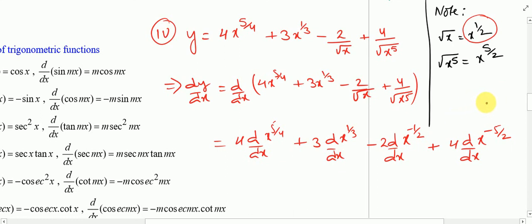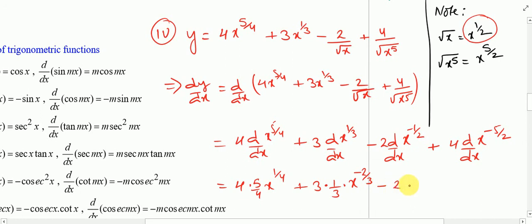Now you know differentiation for each term. Yes, so for the first one I'll get this 5 by 4 x to the power. Now I have to subtract 1 from here. Okay, so 5 by 4 minus 1, I'll get 1 by 4. Okay, here 3, here 1 by 3 I'll get, and x to the power 1 by 3 minus 1. Okay, so I'll get minus 2 by 3.